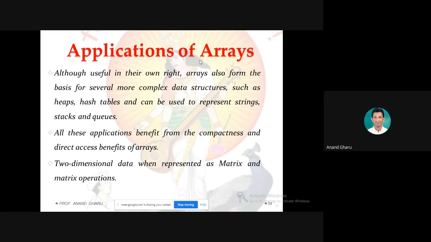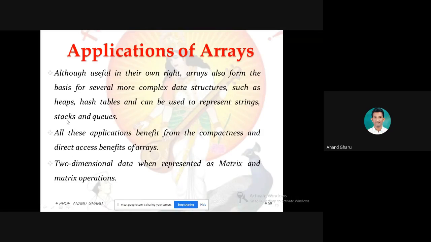Okay. To perform any graphics operation, 3D operation, we need a 3D array. So these are the applications of the array. I read the slide: although useful in their own right, arrays also form the basis of several more complex data structures such as heap and hash table. Just in the previous slide we have seen, in the heap or hash table we can use the array. To represent a string we can use array; stack and queue, we can use array.